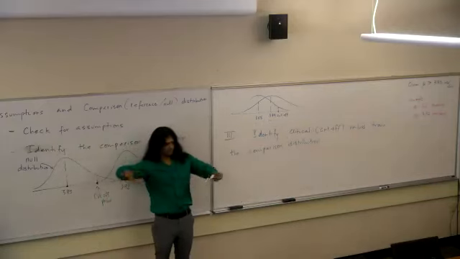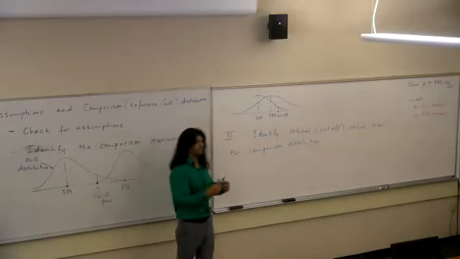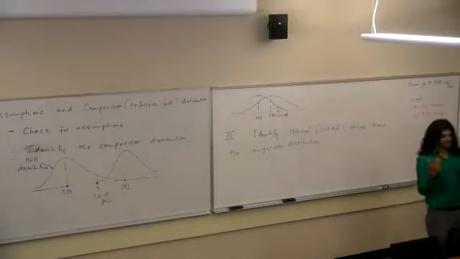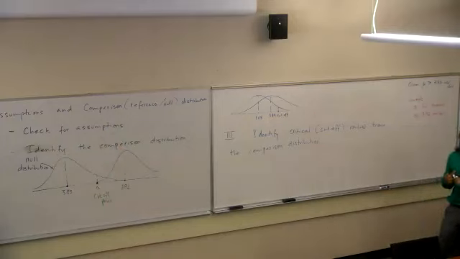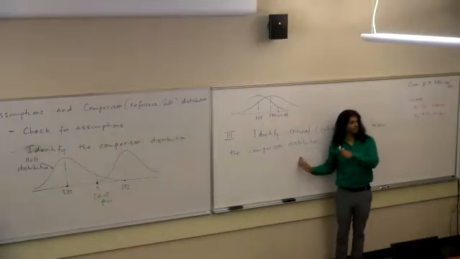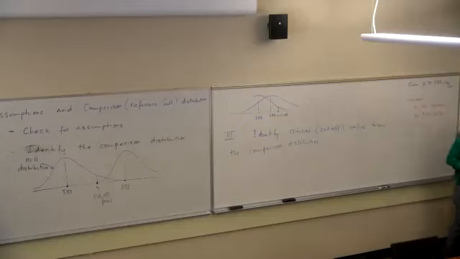First step, define. Second step, check for assumptions. I'll tell you what the assumptions are. Identify the comparison distribution. I'll tell you what the comparison distribution is. And then we directly go on to finding the critical value. Can someone tell me what is one way or two ways you used in your previous class to find the critical value?